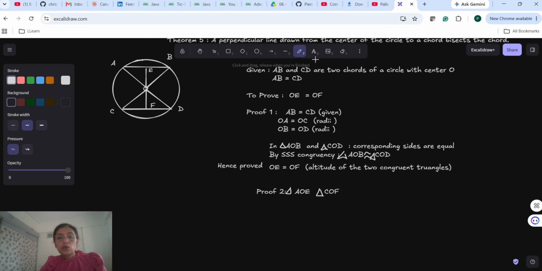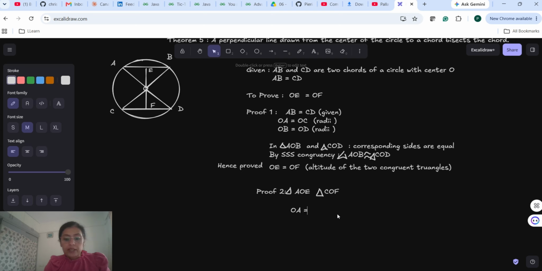Now, what do we know about these two triangles? We know that OA is equal to OC, which are two radii of the same circle. So that is why they are equal. What else do we know? OE is equal to OE. OF, no, we don't know this. What we know is AB is equal to CD, right? We have been given this.